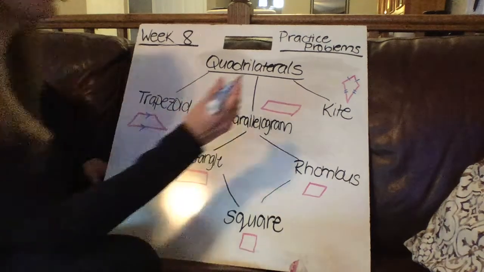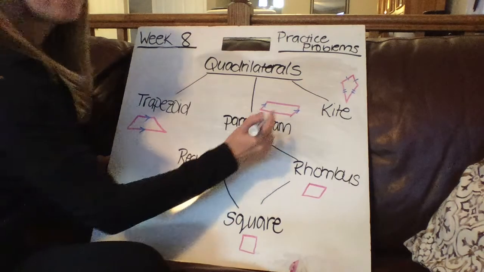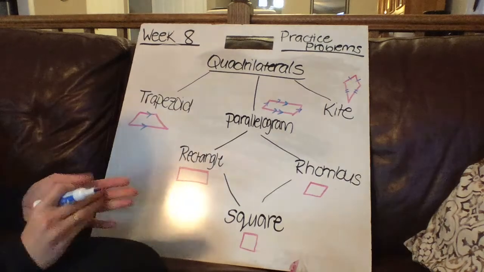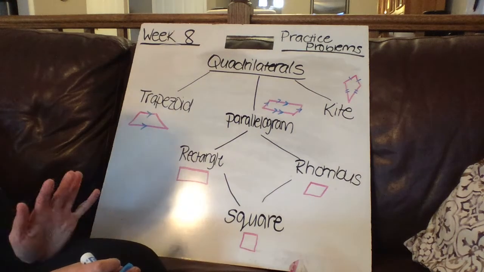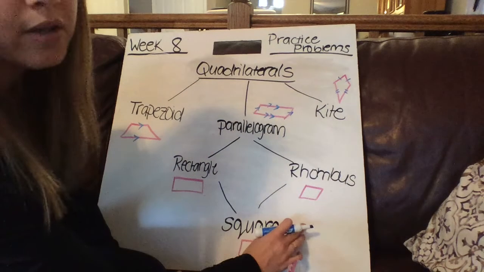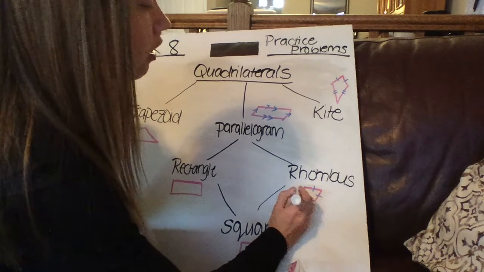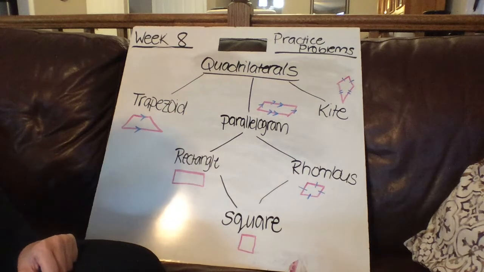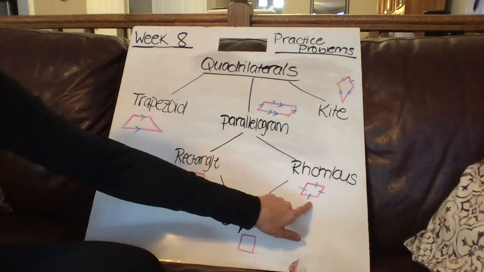A parallelogram means that it has two sets of parallel sides. So these two sides are parallel, and then these two sides are parallel. It basically just means that both sets of sides are parallel to each other, and it doesn't have too many other properties. A rhombus means that it also has two sets of parallel sides. So it's the same as a parallelogram. However, all sides are equal. Those little tick marks mean that each of those sides are equal to each other. It looks just like a parallelogram, but all sides are equal.